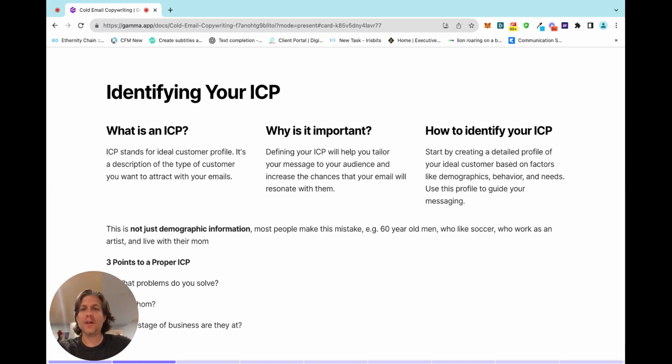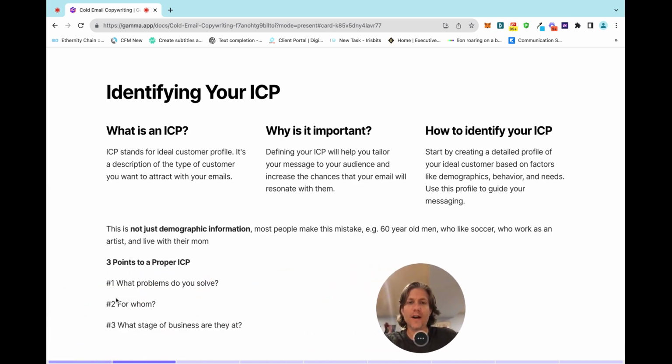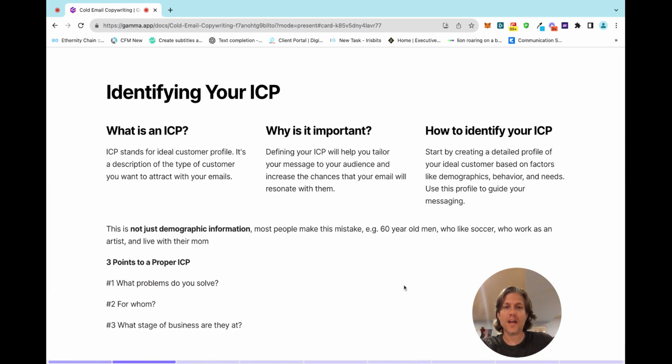So first step, identifying your ideal client profile or avatar, your ICP or ICA. What is an ICP? It stands for ideal client profile. It's a description of the type of customer you really want to attract in your emails and sales outreach. Why is it important? It'll help you really tailor your message to your audience, and you want to sound like them, like one of them.